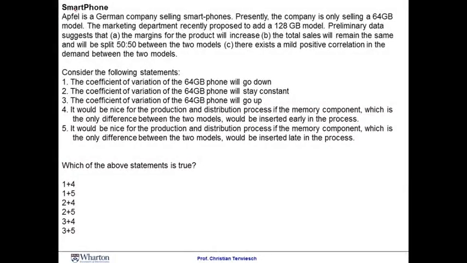Now, after revealing my inability to speak Italian, let's try out my German. So Apfel, which is actually the German word for apple, makes smartphones, and currently they only have a 64 gigabyte model. They're thinking about really segmenting the market and offering a 64 and 128 gig model, and that suggests that their margins would go up. Total sales would stay the same, and so basically we're having a 50-50 allocation between those two models, and there's a mild positive correlation in the variability really between those two models. Consider the following statements, put me on pause, and ask yourself which of these statements would make sense.